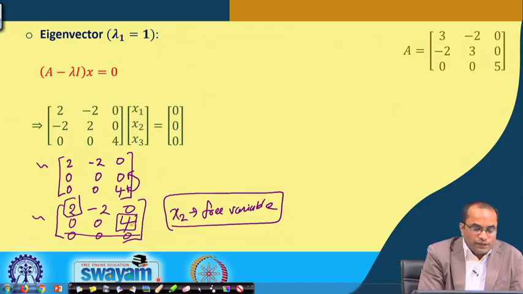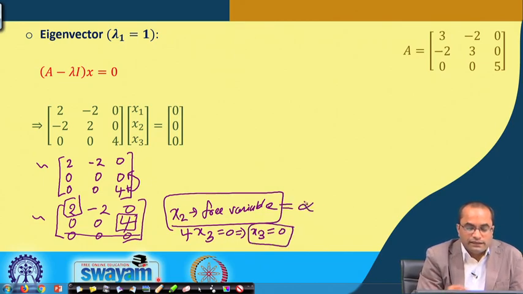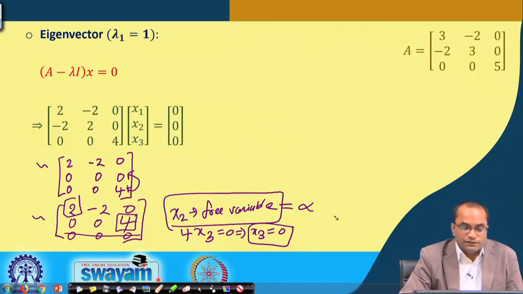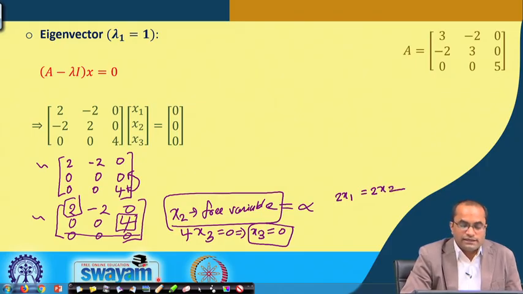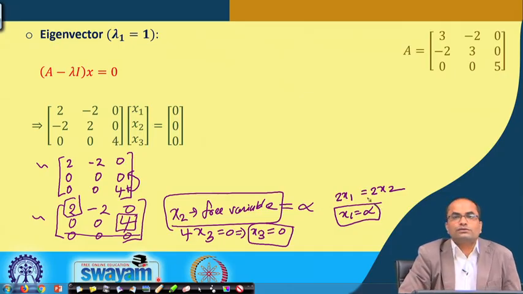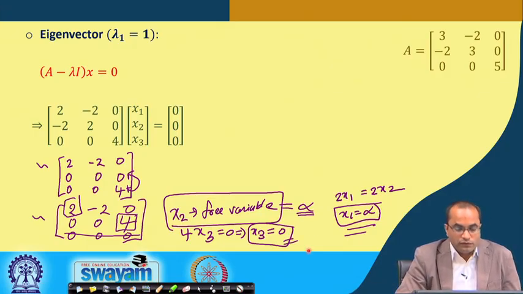So, here the second equation suggests that x 3 is 0, because this second equation is now 4 times x 3 is 0. Which tells us that x 3 is always 0, and then x 2 is a free variable. So, we can take any alpha, and then from equation number 1, which says that 2 x 1 is equal to 2 x 2, x 2 is the free variable. So, here x 1 is also alpha because x 1 and x 2 are equal. So, we have x 1 alpha, x 2 alpha, and x 3 is 0 in all the cases.